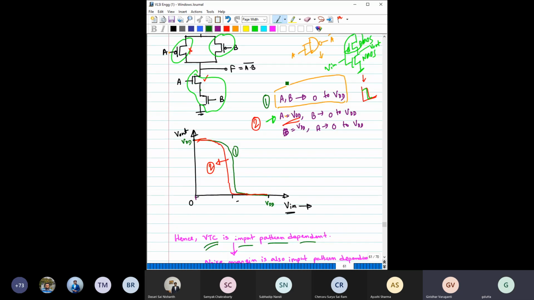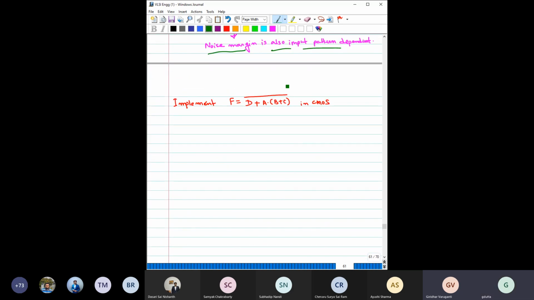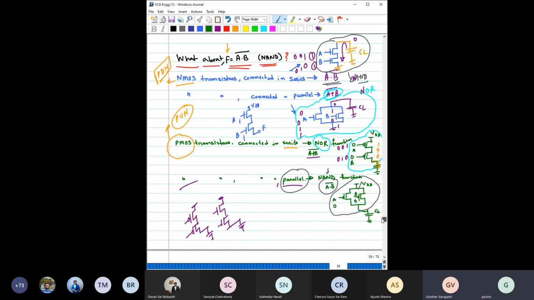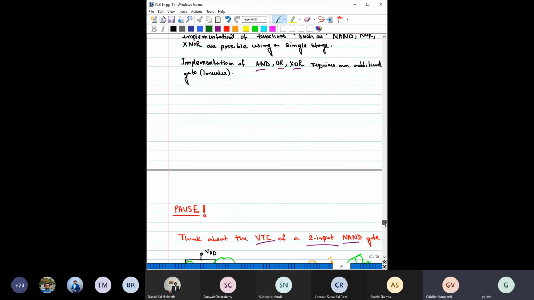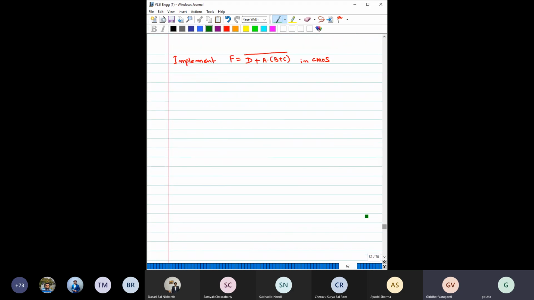I think this part is clear to you. Okay, now let us continue with our discussion from here. So now we have the framework for how to design any complex Boolean function in CMOS, right? So using that understanding, let us try to design this one.